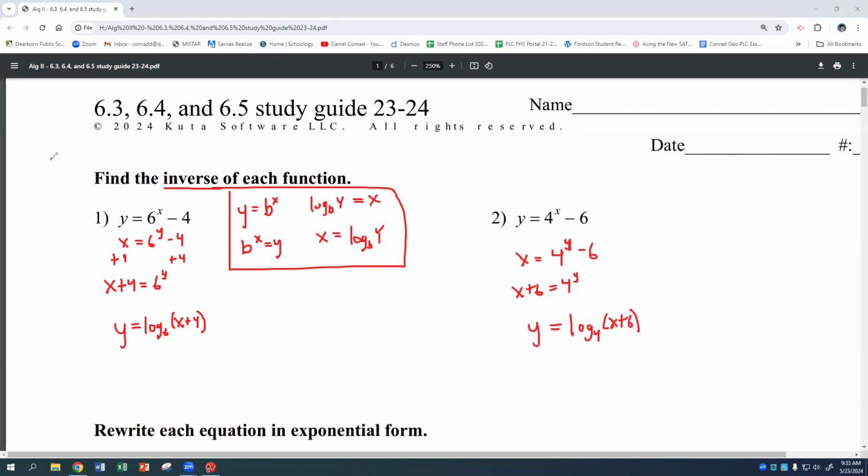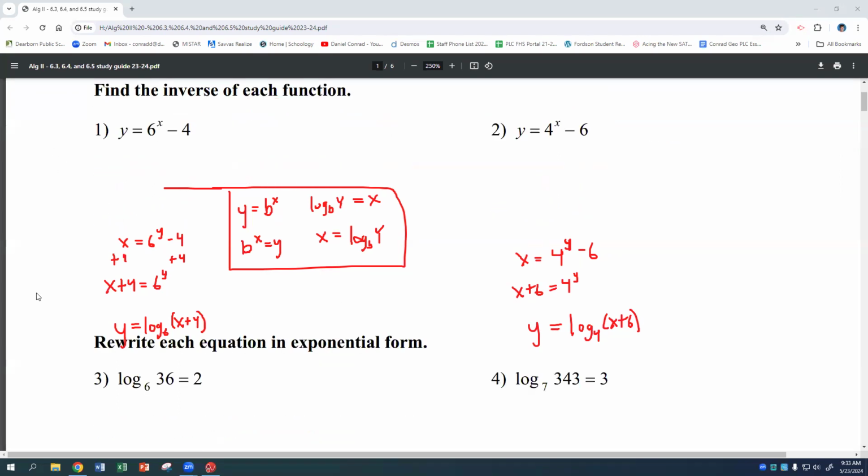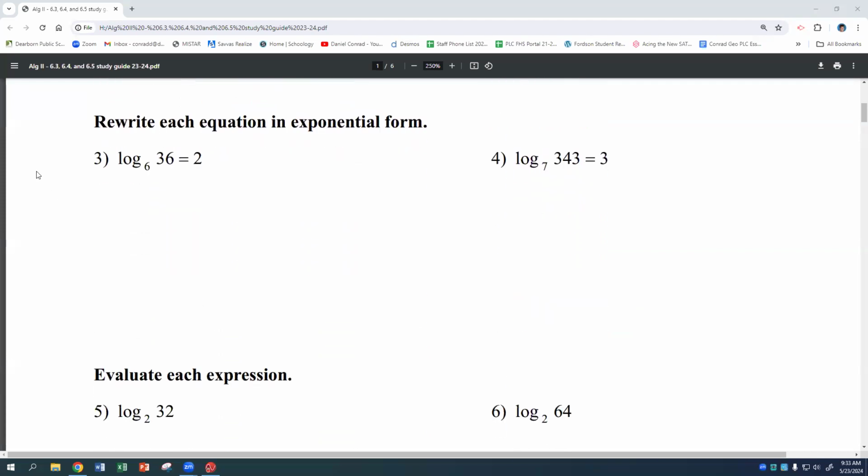Okay. All right, wonderful. Okay, next one. We're going to rewrite in exponential form. So again, our base is 6, our y is 36, our x is 2. So if you need to, you got to go back in the video, look at those equations, write them down. But we're going to change this to 36 equals, the base is 6, the x is 2, so it's going to be 6 squared, right? And that makes sense. 6 squared is 36, so that checks out.